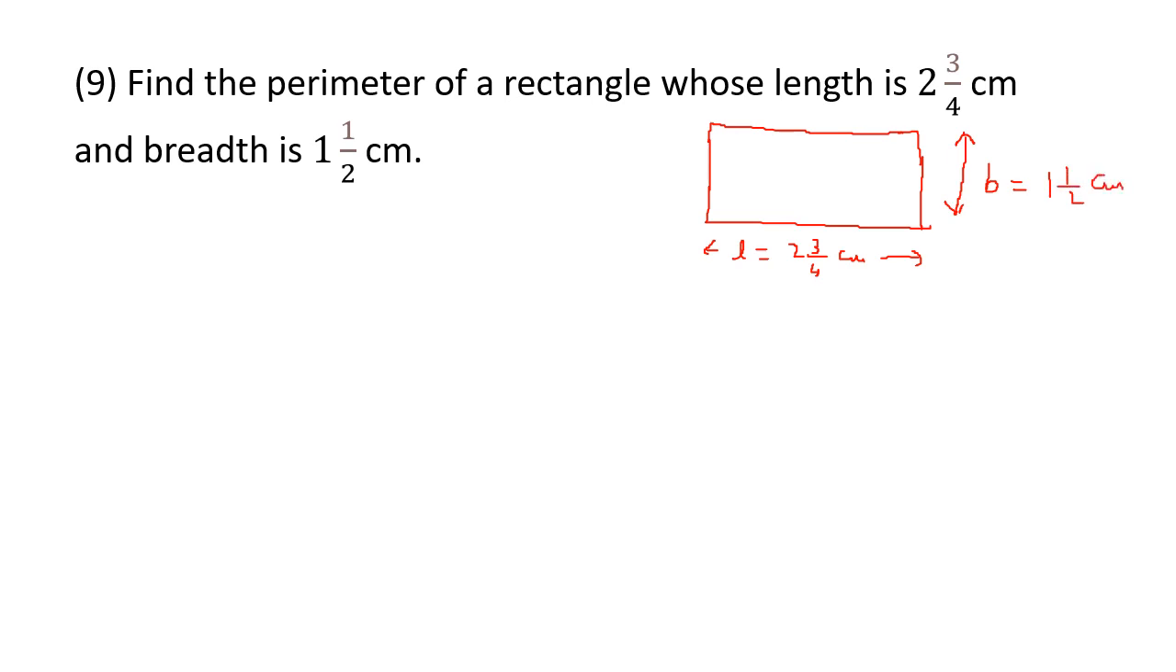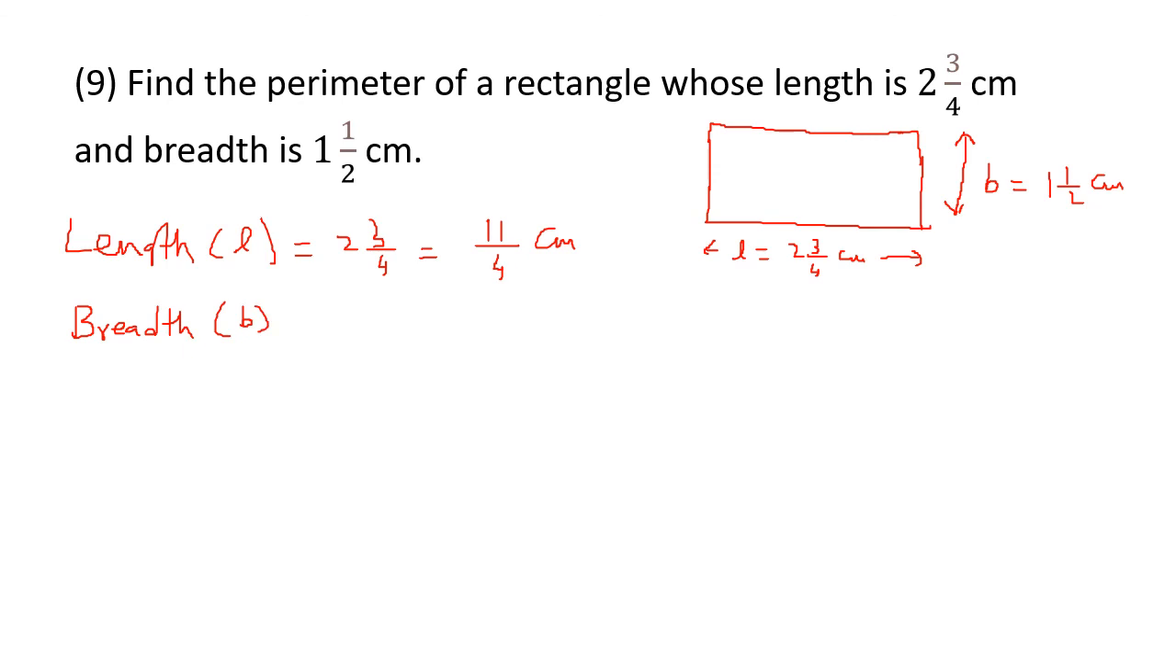So to write in words, length L equals 2 whole 3 by 4, which can be converted into an improper fraction. So 2 into 4, 8, 8 plus 3, 11 over 4 centimeter, right? And the breadth, let's symbol is small b, that is 1 whole 1 by 2. Again, I can convert into an improper fraction, it is 3 by 2 centimeter. So now the perimeter.